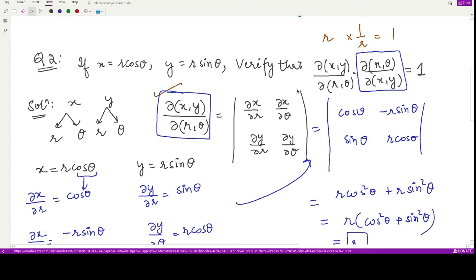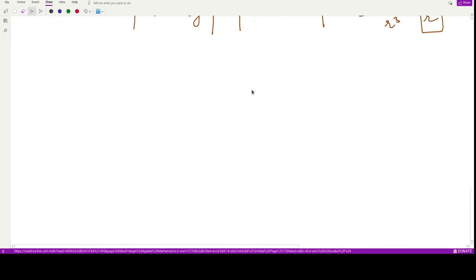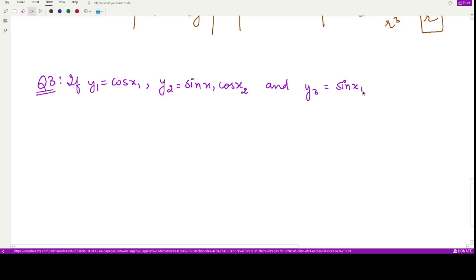Let us now see one more question. The next question, let me write down its statement. Question 3. If y1 is equal to cos x1, y2 is equal to sin x1 cos x2, and y3 is equal to sin x1 sin x2 cos x3.